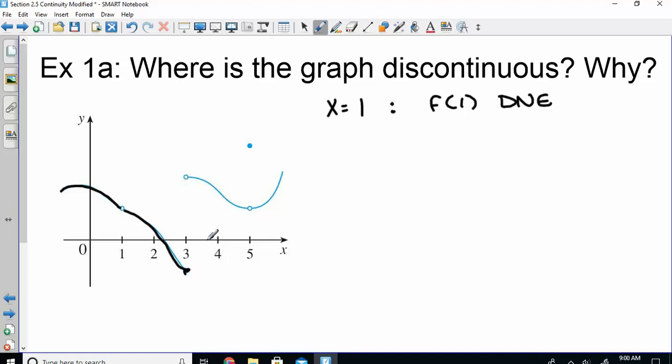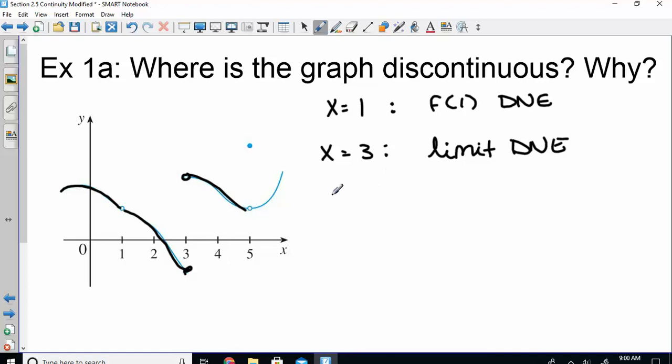Where's the next break? At 3. Okay, our reasons. Does the function exist at 3? Yes, we have a closed circle. Does the limit exist at 3? No. We have a left-hand limit, we have a right-hand limit, but those aren't the same. So my reason is the limit does not exist. Okay, so I pick up at 3 and keep going.